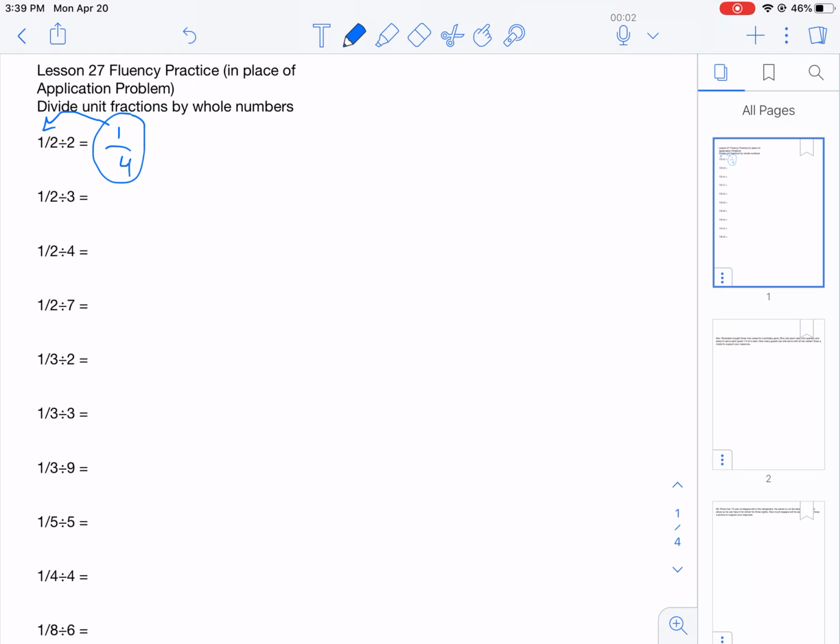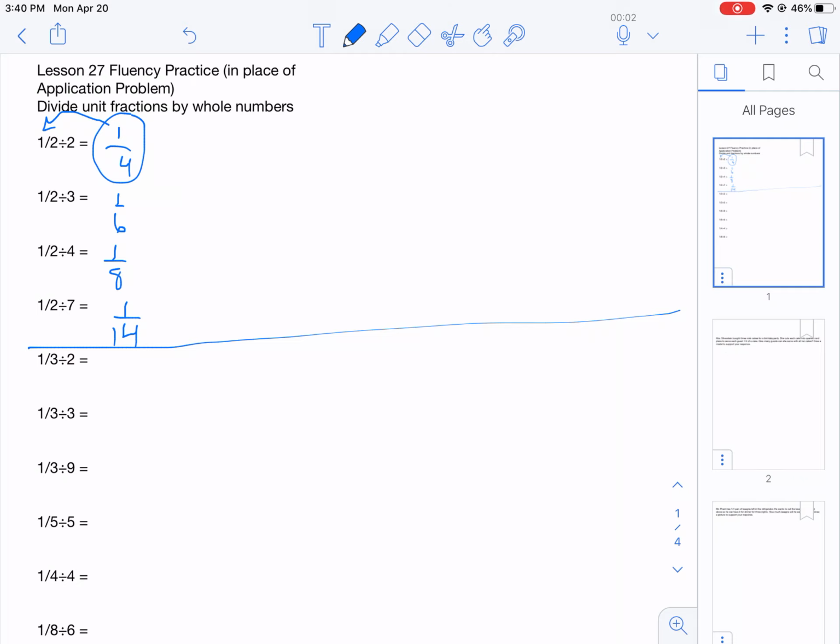1/2 divided by 3 is 1/6. 1/2 divided by 4 is 1/8. And 1/2 divided by 7 is 1/14. So I'm going to stop right there, and let's talk about any patterns that we see. What patterns do we see with coming up with a quotient?